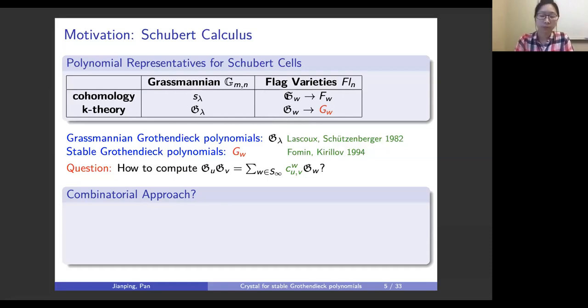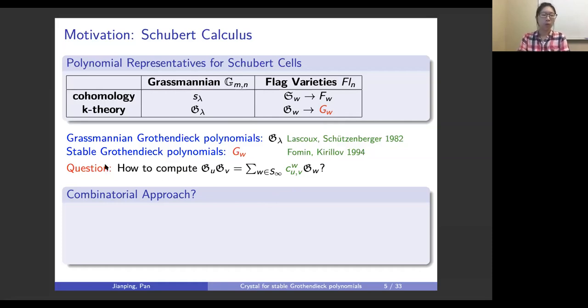The Schubert polynomials and the Grothendieck polynomials are not symmetric. But if you take their stable limit, you actually get symmetric functions. In the stable limit of Schubert polynomials, you get the Stanley symmetric functions. And for the Grothendieck polynomials, if you take the stable limit, you get the stable Grothendieck polynomials. They were discovered by these people.